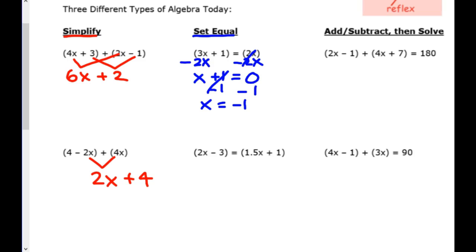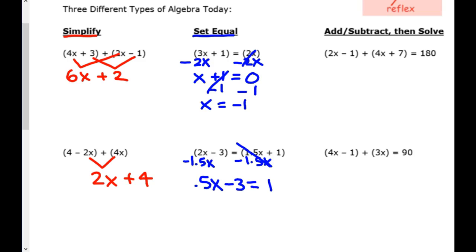Now, below that, let's try it again. x is on both sides. What do I do? Get rid of the smaller x, which is 1.5x. Since it's positive, we're going to subtract 1.5x from both sides. So 2 minus 1.5 is a decimal, but that's okay. 0.5x. Put down minus 3 equals, and then 1.